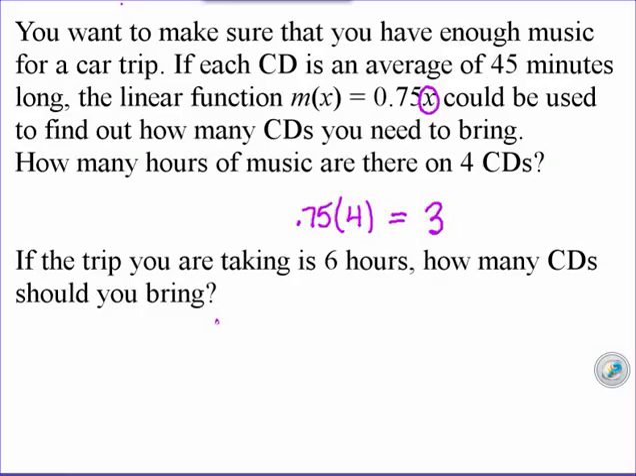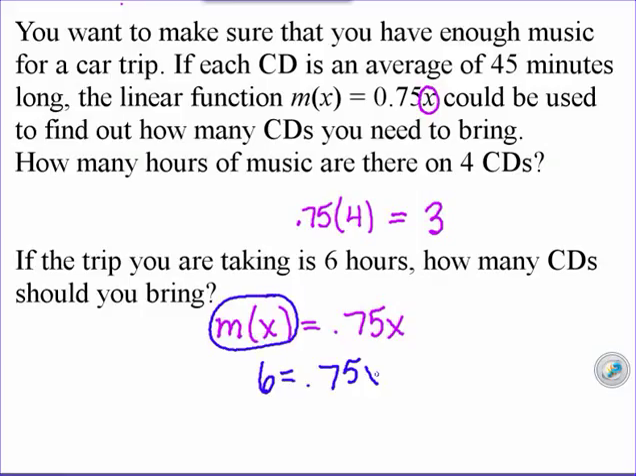Another way you could have done that, if you maybe didn't catch that, and that's fine. What you could have done then is you know that this is your hours. So you could have plugged 6 in here. You've got a basic equation right here to solve that. You're going to divide both sides by 0.75, and you'll get your answer of 8. Okay? So questions?